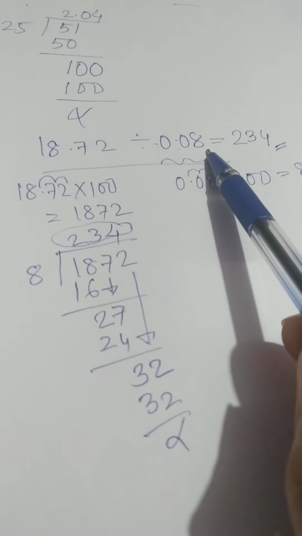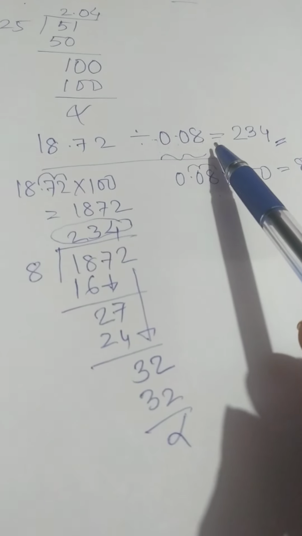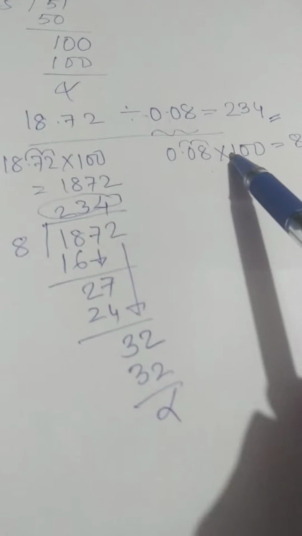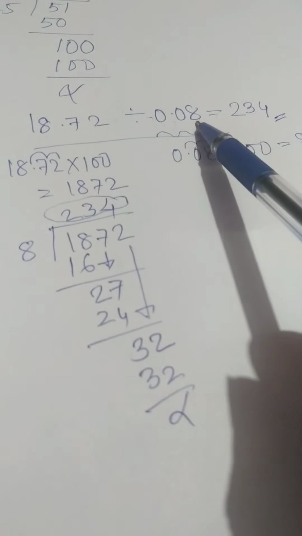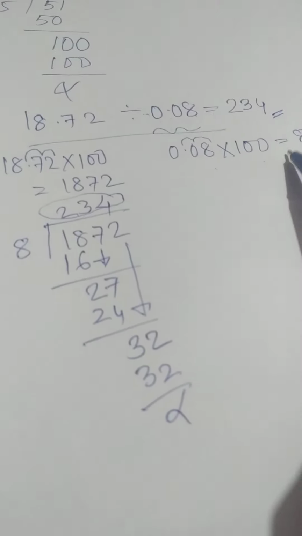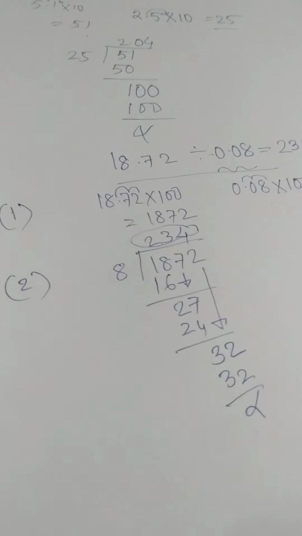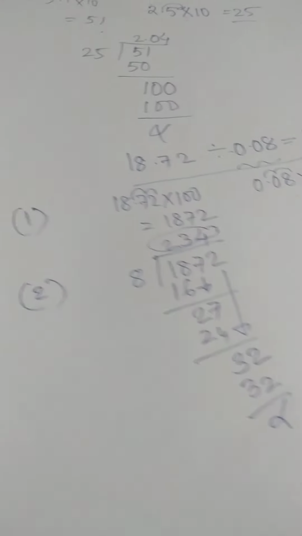So always we need to check the divisor, after the decimal how many digits are there, and multiply by that many digits. Like for 2 digits, I need to multiply by 100. If there are 3 digits after the decimal, I need to multiply by 1000, and so on. I'll explain one more problem, then we will finish this class.